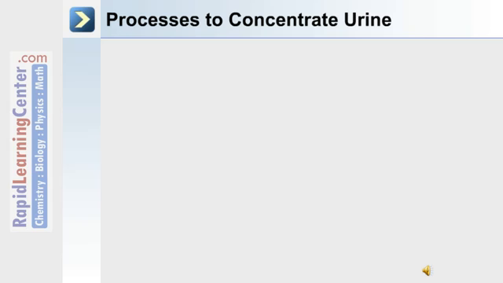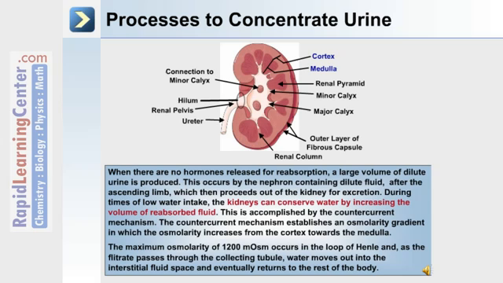Processes used by the kidneys to concentrate urine. When there are no hormones released for reabsorption, a large volume of dilute urine is produced. This occurs by the nephron containing dilute fluid after the ascending limb. This then proceeds out of the kidney for excretion.